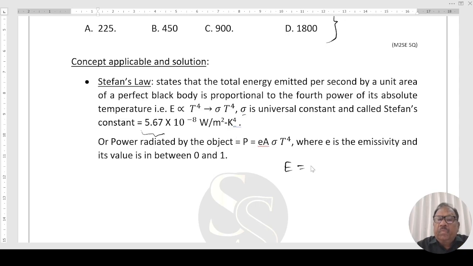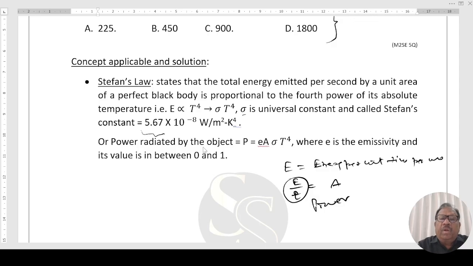E is energy per unit time per unit area, means energy upon area, energy upon time. Multiply it by area, this will become power. Power radiated by the object will be this one, where E is the emissivity, its value lies between 0 and 1.